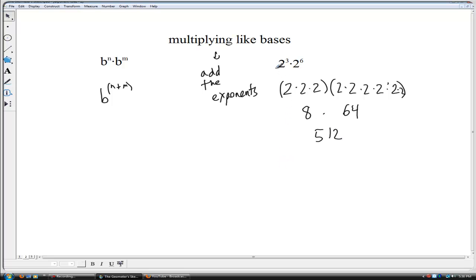Now the alternate version, instead of expanding, would be to apply our multiplying like bases rule, which would give us 2 to the 3 plus 6 power, which is 2 to the 9th, and that should make sense because we had 9 2's lined up here to be multiplied. And 2 to the 9th, you can use your calculator to check, is 512.